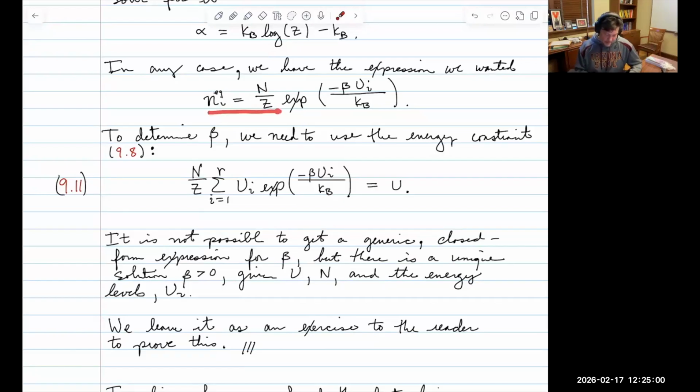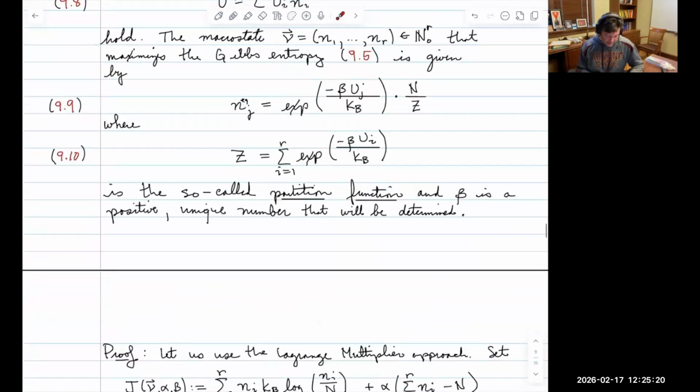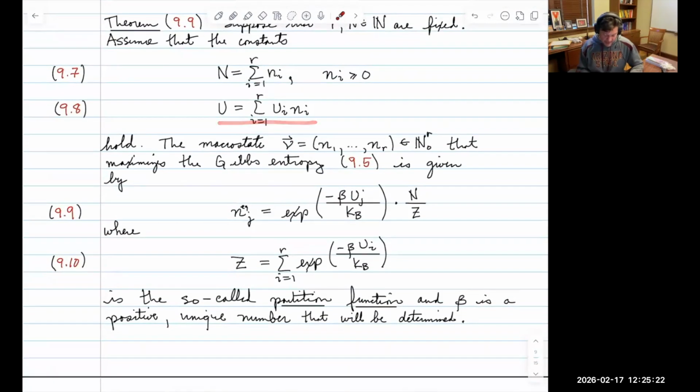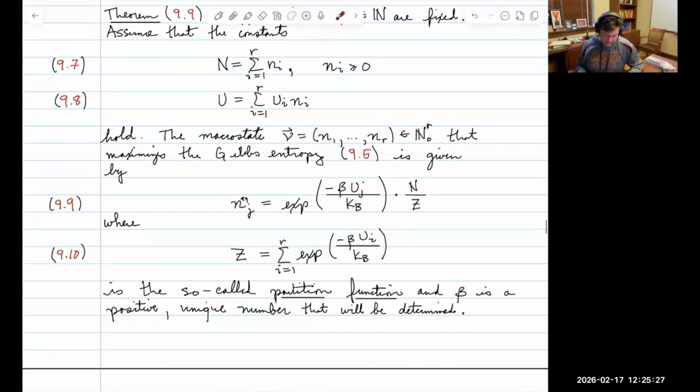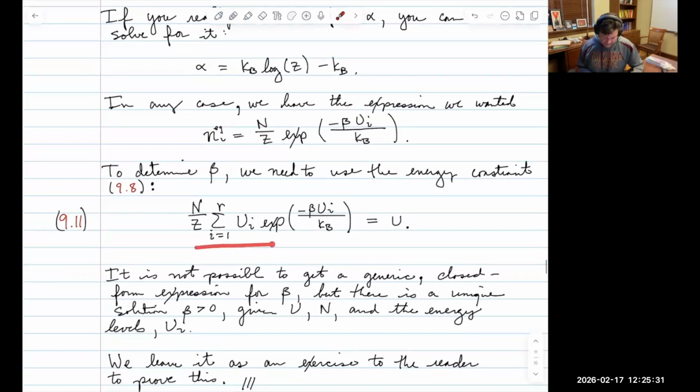But okay, so this gives us kind of like a partial answer. We haven't been able to get rid of the beta. So to determine beta, we're going to have to use the other constraint of the system. What's the other constraint of the system? That is the energy constraint. So I need to be able to sum up these quantities, right? Using the energy constraint here. So multiply each ni by ui and sum from i equals 1 to r. That value has to be equal to u, that total value. And that's exactly what I've written here.